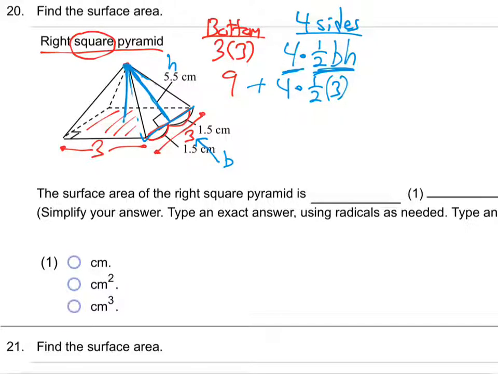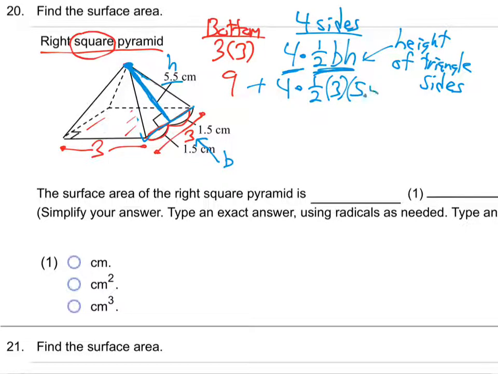The height of the pyramid would be right here at a right angle. That's the height of the pyramid. But that's not what I'm trying to find here. This height here is the height of the triangle side, of each of those sides, right? So the height of the triangle from the top straight down the side is 5.5. So that's the height of the triangle side, not the height of the overall pyramid.